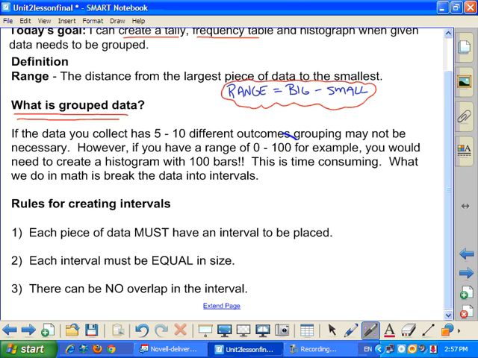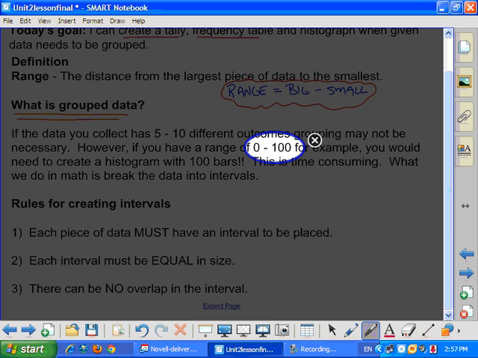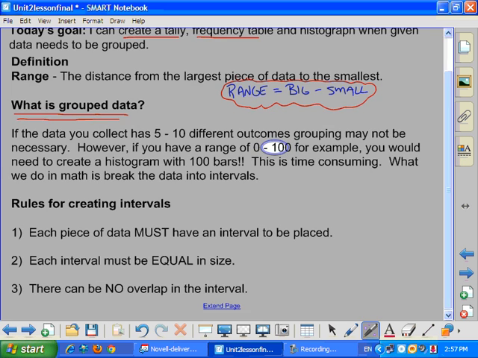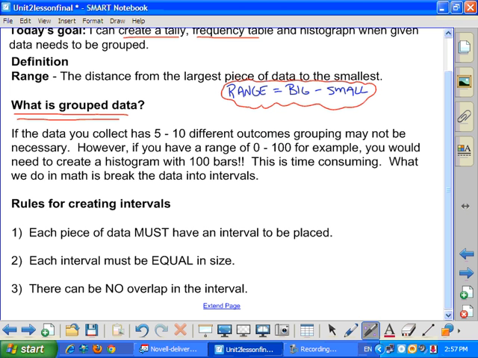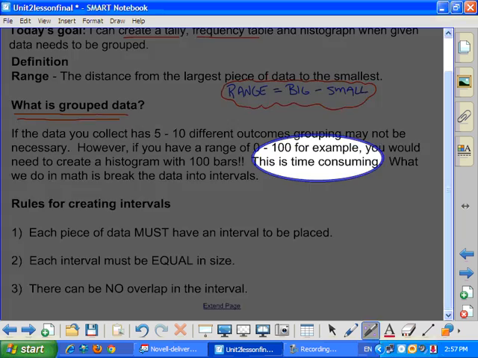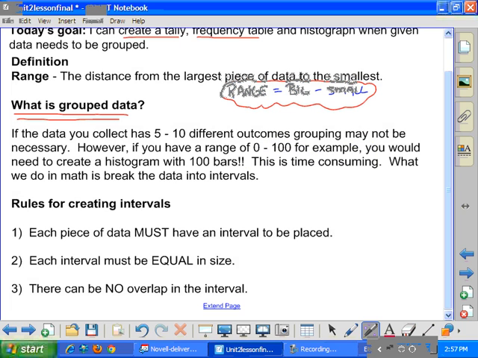What happens if we get into a 0 to 100 situation? Do you want to be creating a histogram or a bar graph that has 100 bars on it? It's time consuming. No one wants to make a graph this big. Even on computer, it's a challenge. So what we do is we break the data into intervals.